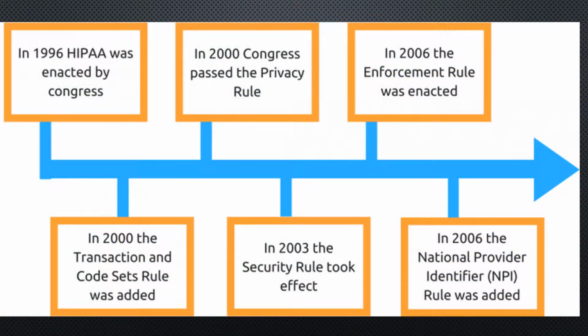The HIPAA Act was signed into law by President Bill Clinton on August 21, 1996, and contains 5 sections or titles. Title I, HIPAA Health Insurance Reform. Title II, HIPAA Administrative Simplification. Title III, Tax-Related Health Provisions. Title IV, Application and Enforcement of Group Health Plan Requirements. And Title V, Revenue Offsets.